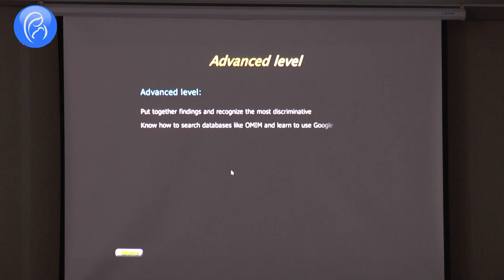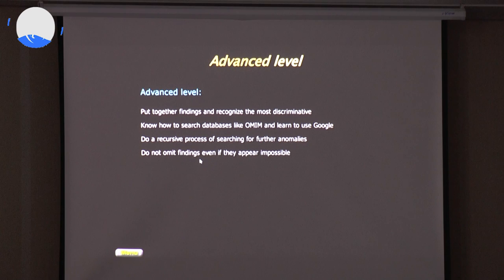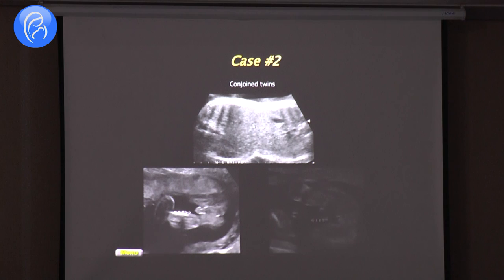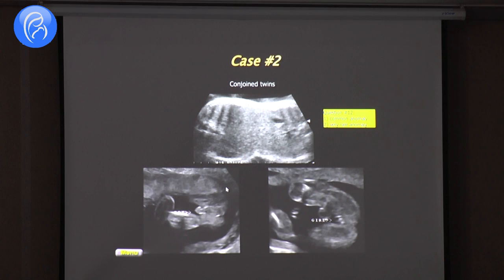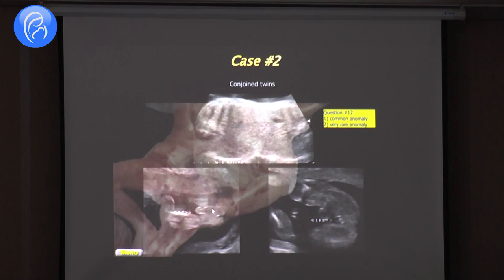Now, if you don't omit findings, even if they appear impossible, these are conjoined twins. Can you have boys that are conjoined? Yeah, of course. Can you have two girls that are conjoined? Yeah, most conjoined twins are girls. Can you have a girl and a boy that are conjoined? That's it. This is a boy, this is a girl.